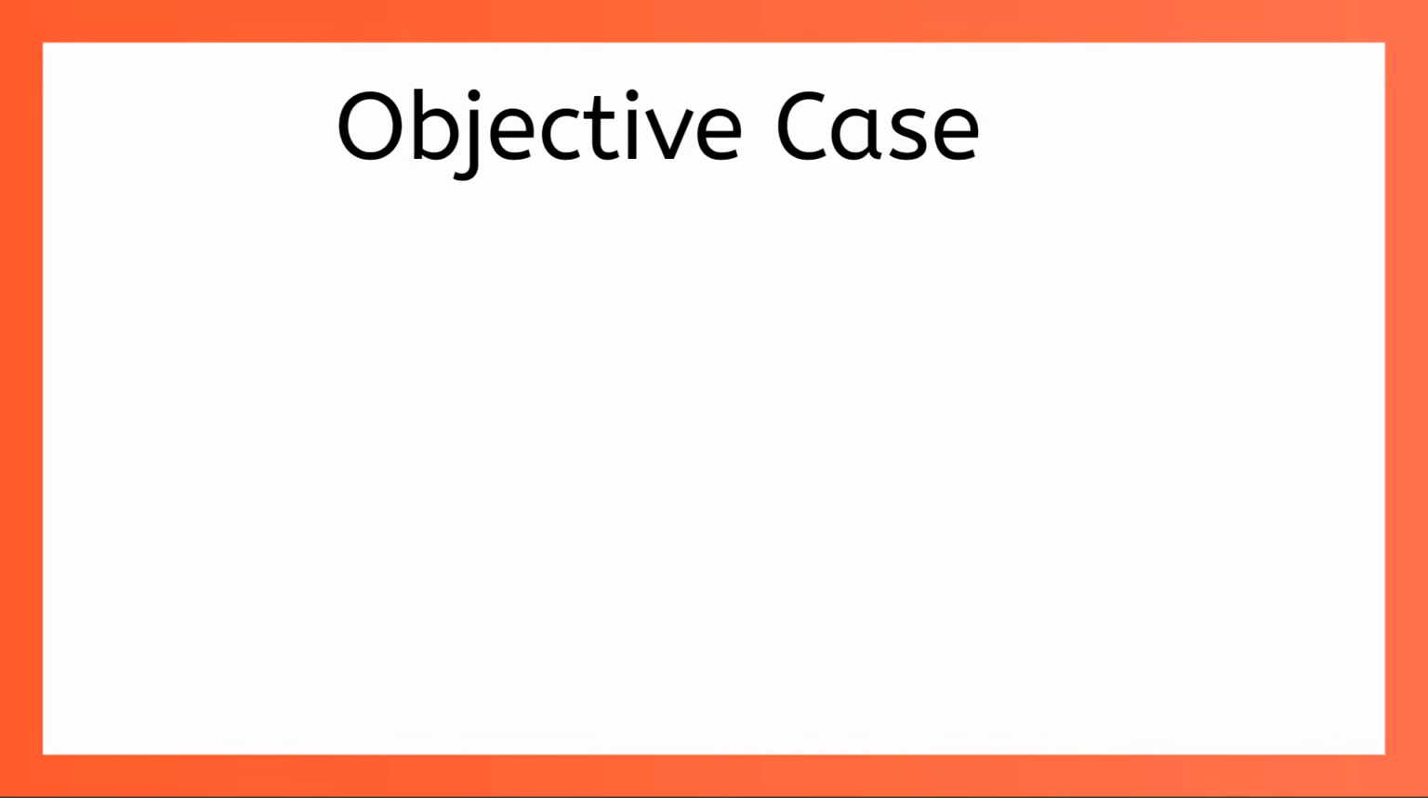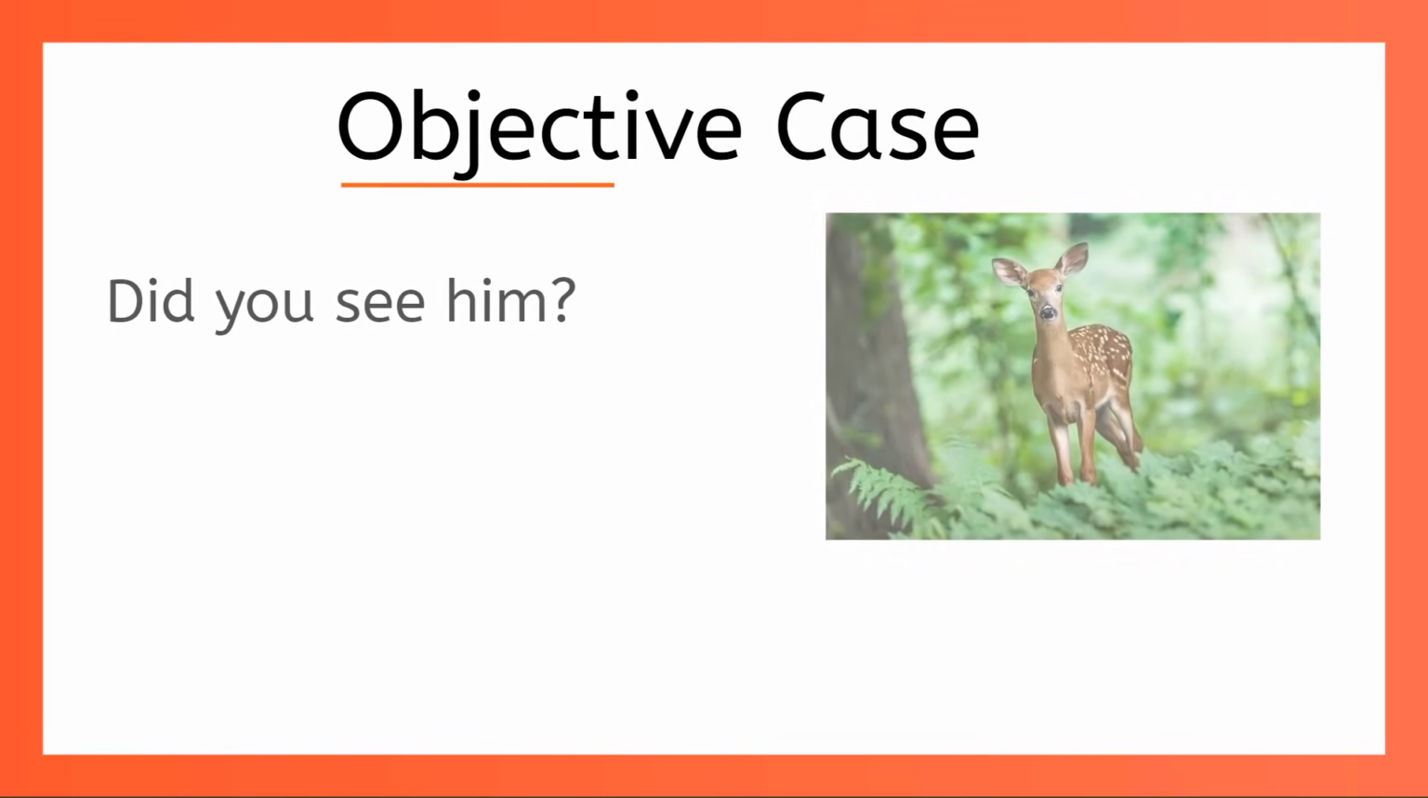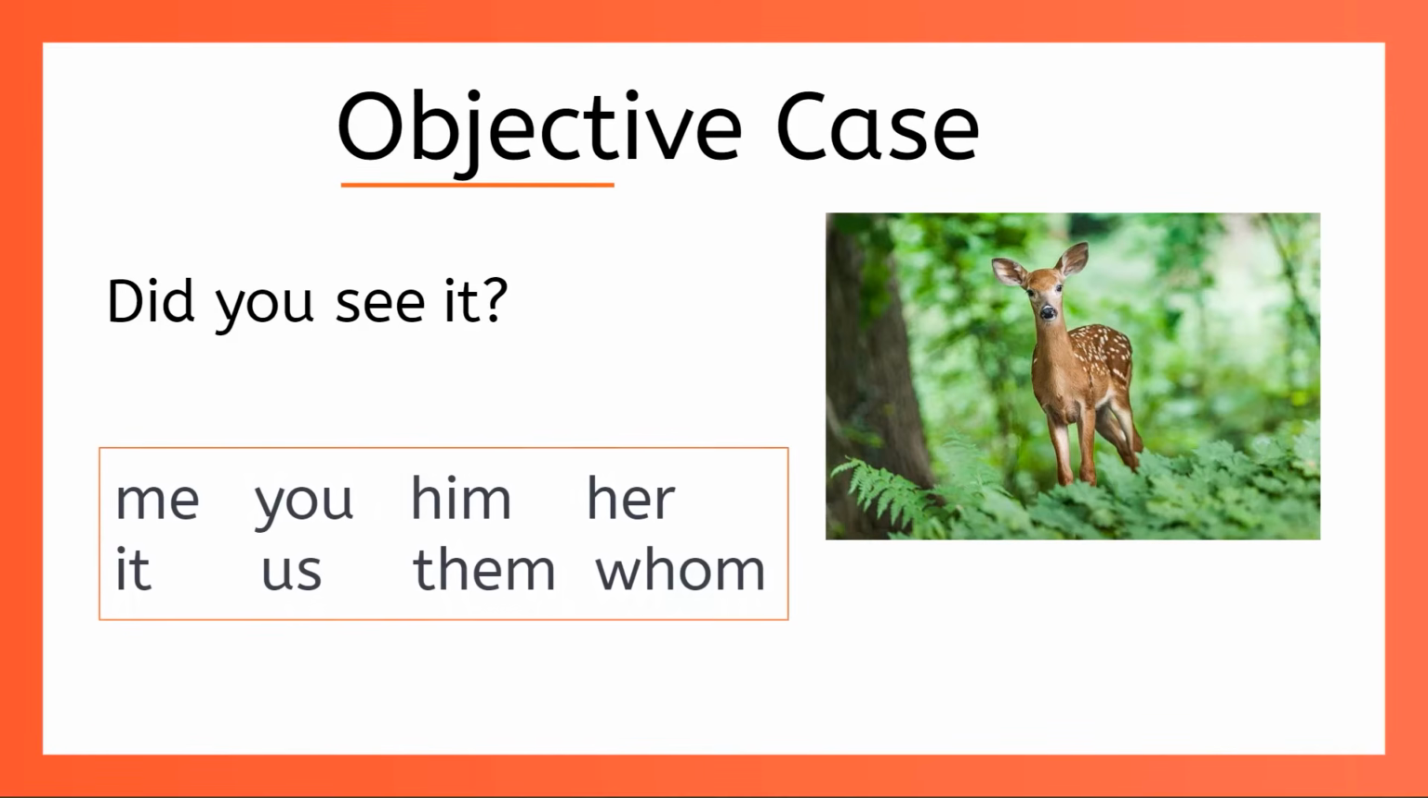Objective case pronouns are pronouns that are objects. They follow the verb, like in the sentence, "Did you see him?" Or maybe her, or I guess it. Objective case pronouns are me, you, him, her, it, us, them, and whom. Notice that the pronouns you and it are both subjective and objective case pronouns.